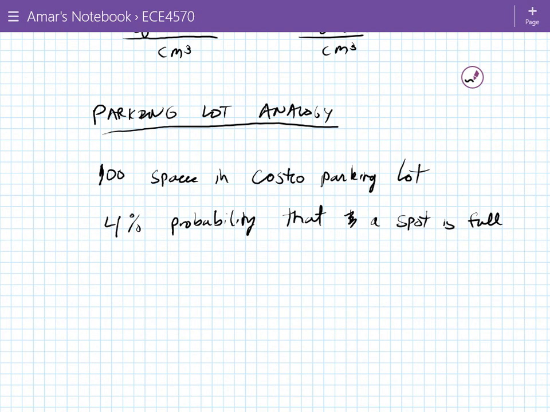Does this make sense to everyone? If we have 100 spaces in a Costco parking lot and there's a 4% probability that each spot is full, on average we would have four cars in the parking lot. Does this make sense to everyone? I see nodding heads. 100 times 0.04, 4 cars in the lot.